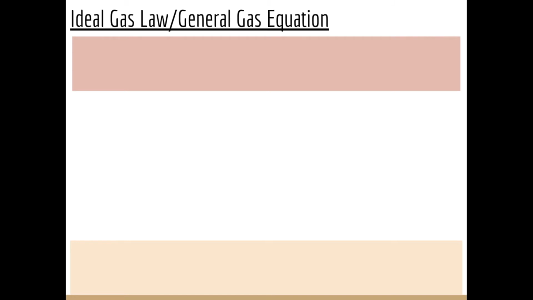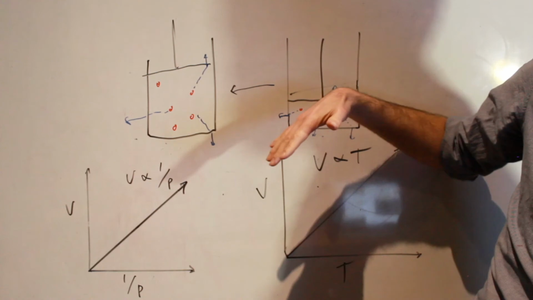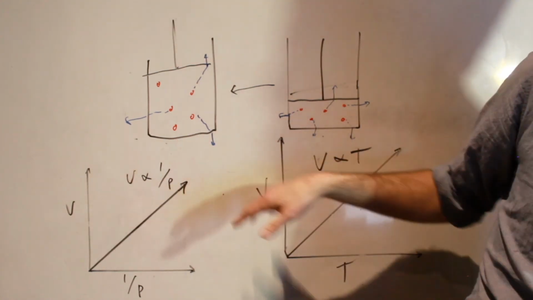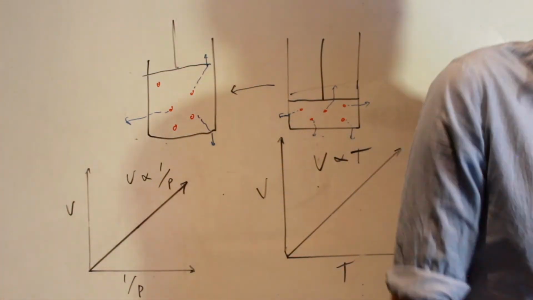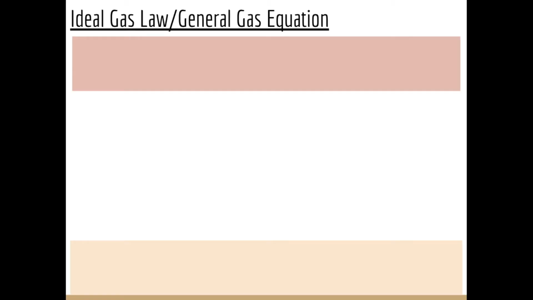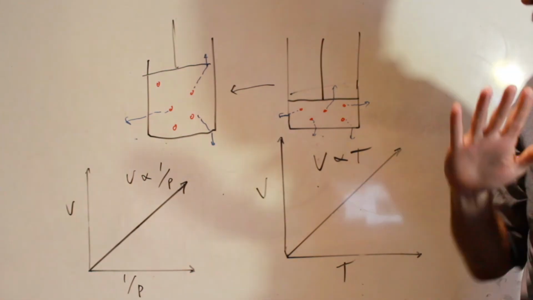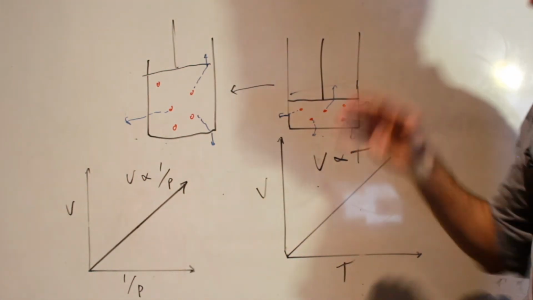So why are we talking about all this? We can use all of these relationships and all the maths involved with these types of relationships and how you get graphs, how you get equations from graphs and stuff like that. We can combine all these relationships and all that maths to get the ideal gas law and the general gas equation. So the ideal gas law. An ideal gas is a gas whose volume varies exactly in proportion to the temperature and exactly in inverse proportion to the pressure. So the ideal gas is following these relationships exactly.